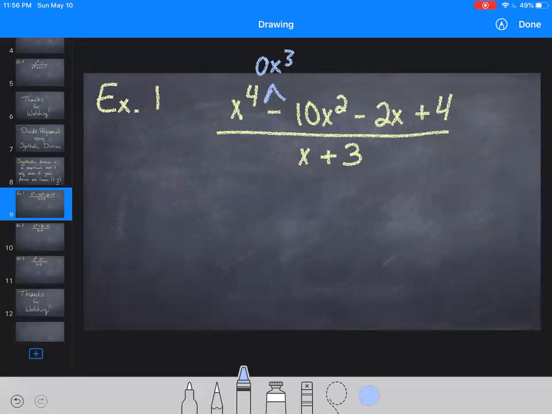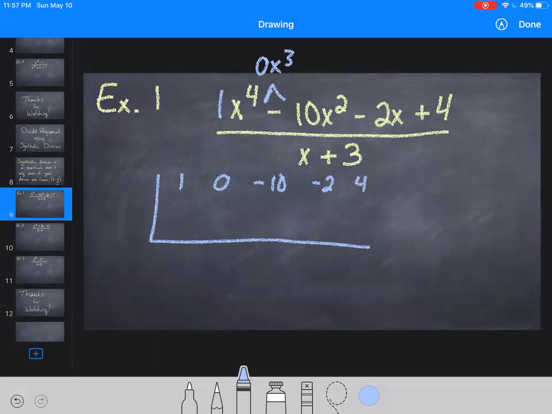Now, when we start synthetic division, you're going to draw a long L, and you're going to write the coefficients for every single term in your dividend. So we have 1x to the fourth, I will put a 1. I have 0x cubed, so I'm going to put a 0. I have a negative 10x squared, so I'm going to put a negative 10. I have a negative 2x, so I'm going to put a negative 2. And I have a positive 4, so I'm going to write a positive 4.